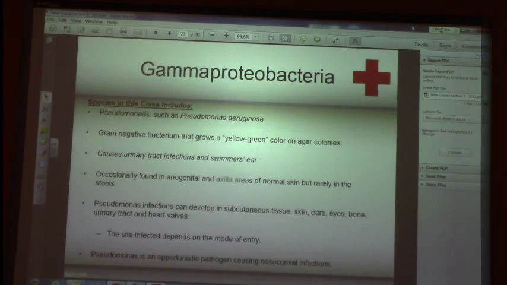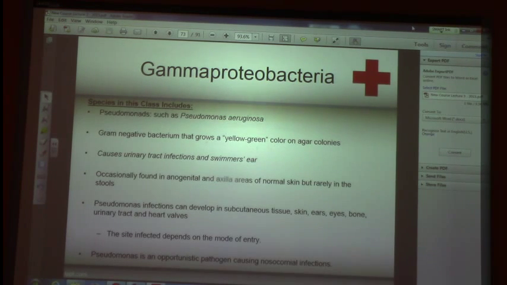The gamma proteobacteria group is next. This includes the Pseudomonas, such as Pseudomonas aeruginosa. This is a gram-negative bacteria that grows a yellowish-green color on agar, so you'll notice in lab whenever we are culturing Pseudomonas, it will cause the agar to turn this color. These are commonly the causes of urinary tract infections and swimmer's ear, and they are occasionally found in the anogenital and axilla areas of the normal skin. Rarely, however, do we see them shed via fecal matter.